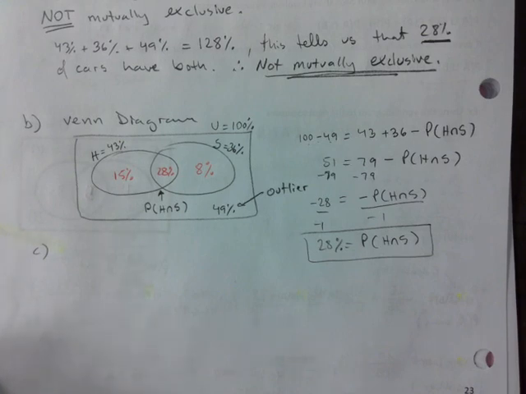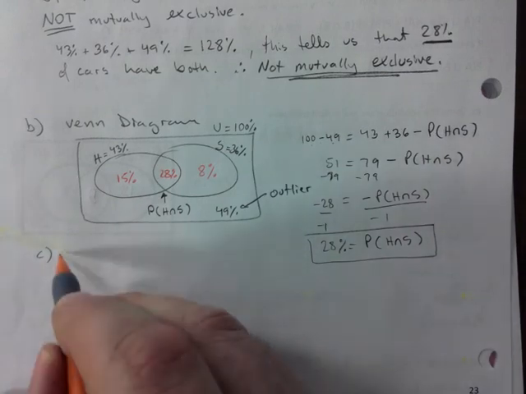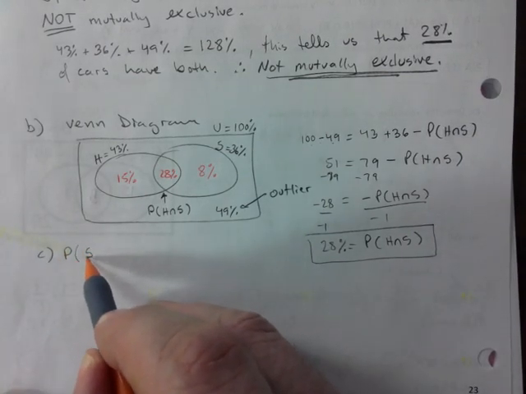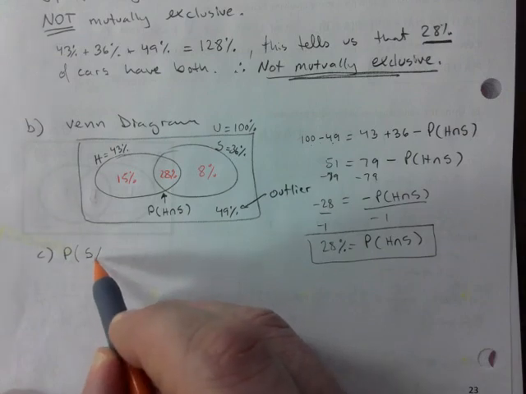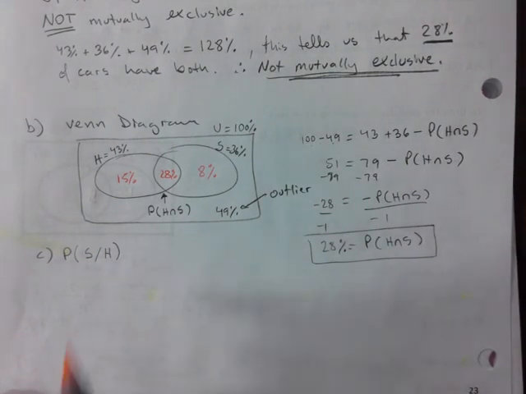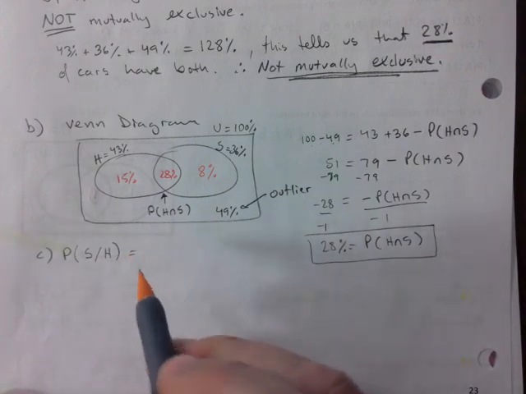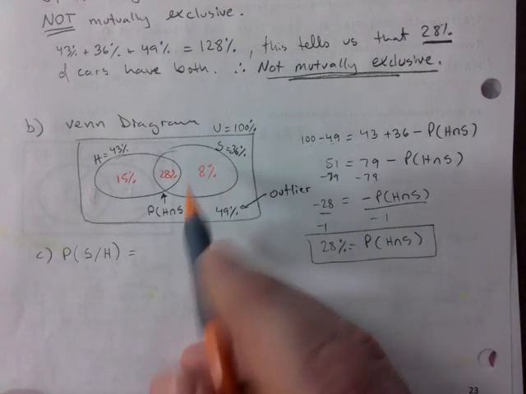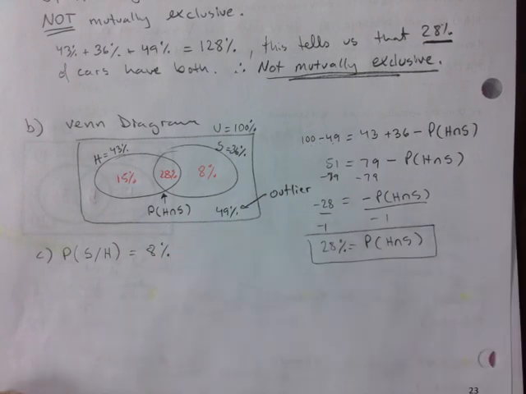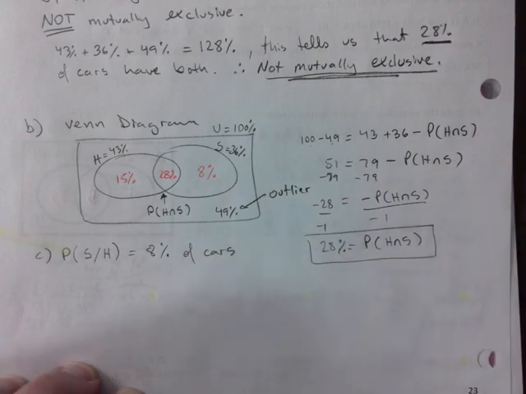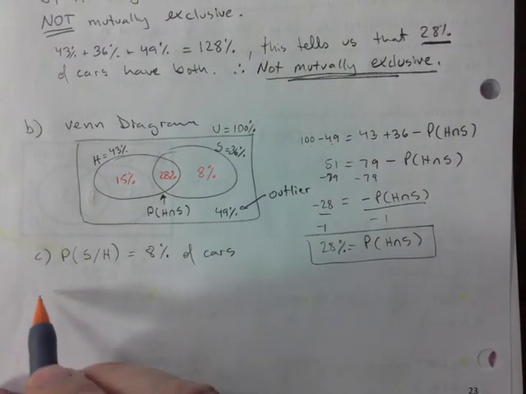Determine the probability of a car only having a sunroof. How do you write that again? Probability of sunroof, not heated seats. Remember? That's S only right there. And we're in probability territory, so we're going to go 8%. That's it. 8% of cars would only have sunroof. And I added D there.